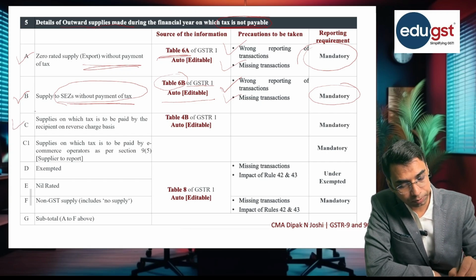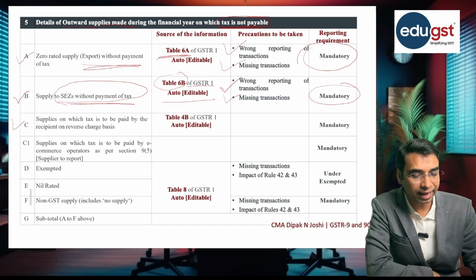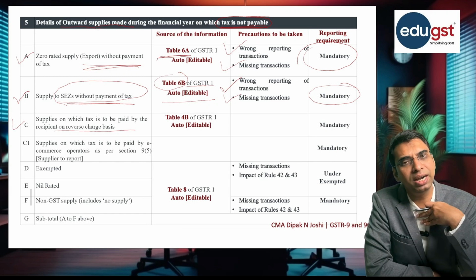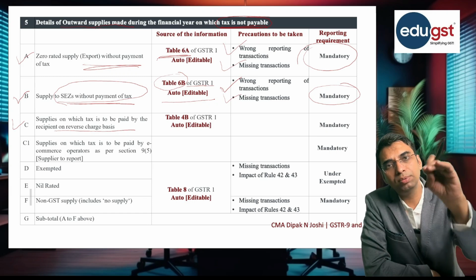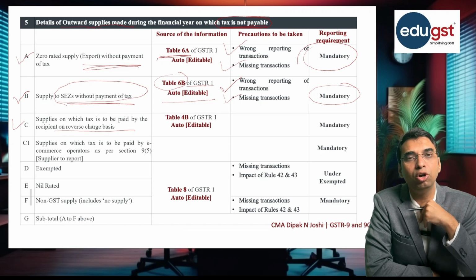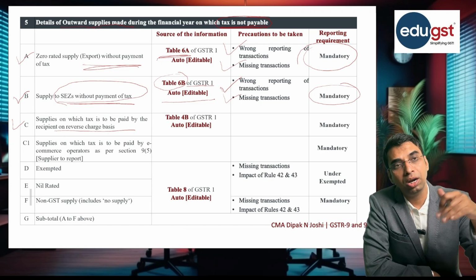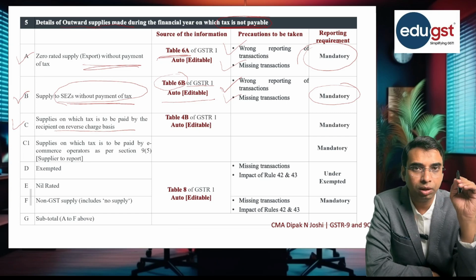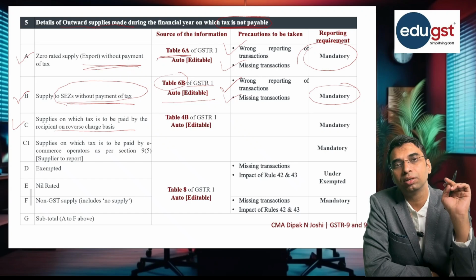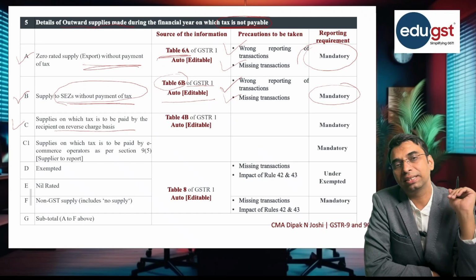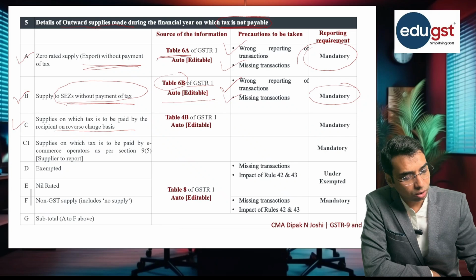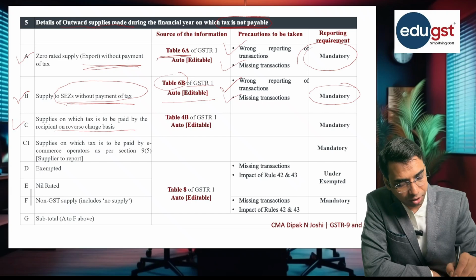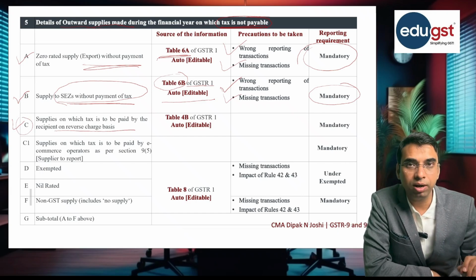Table number 5C, supplies on which tax is to be paid by the recipient on reverse charge basis. So basically it is my outward supply, but it is subject to reverse charge mechanism. Means I did not require to make the payment. Recipient is liable for the payment of tax under reverse charge mechanism. For example, in case of goods transportation agency, recipient is liable for the payment of tax. So in that case, if I am a goods transportation agency, my supply will be covered in table number 5C. 5C में मैं उसको cover कर सकता हूं.